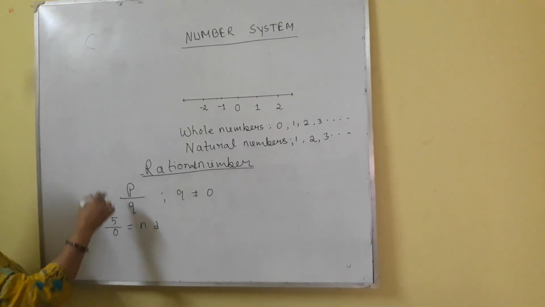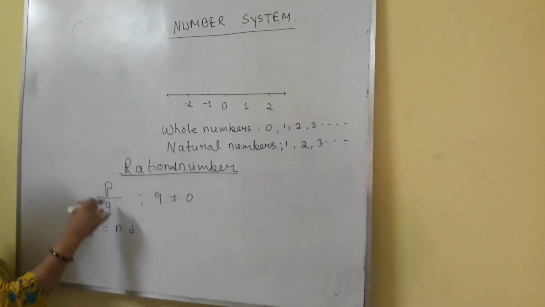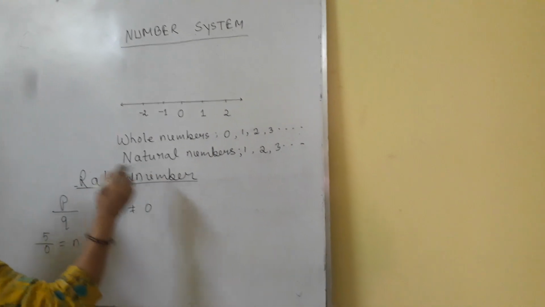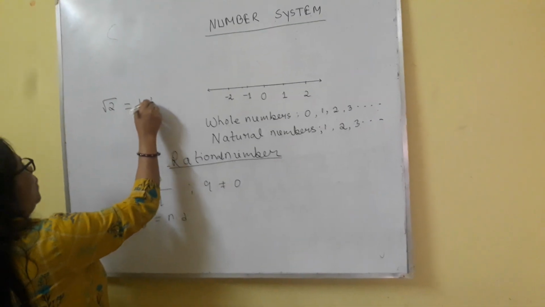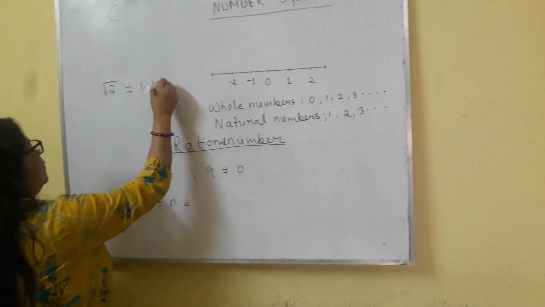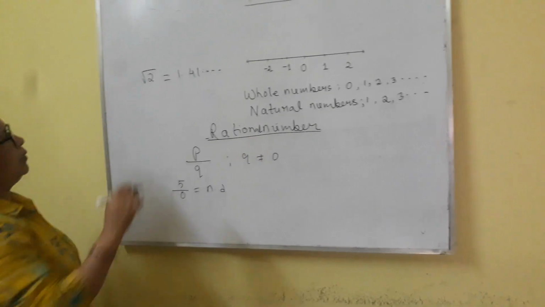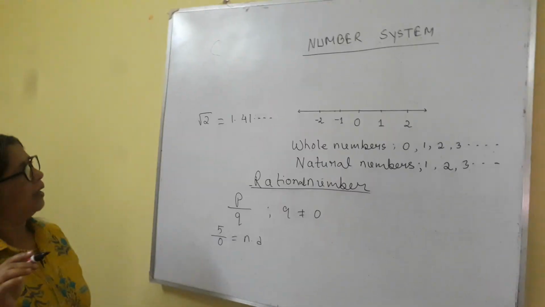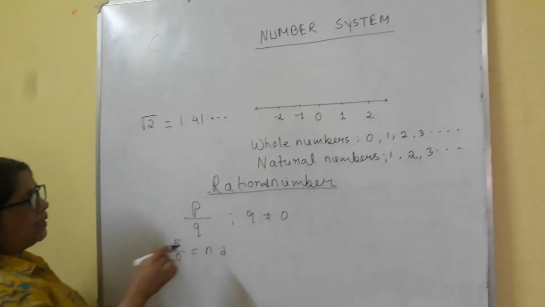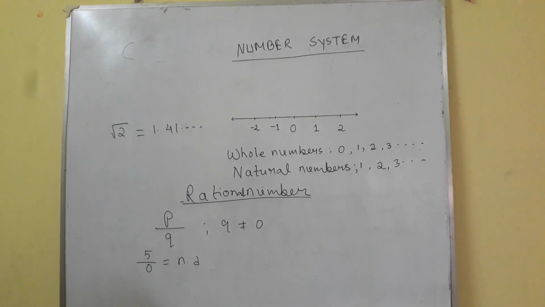Now if we go further, suppose we take an example, root 2. The value of root 2 we know is 1.41, and it continues like this way. Root 2 is a non-terminating decimal expansion. That means here a question comes up: terminating and non-terminating decimal expansion.